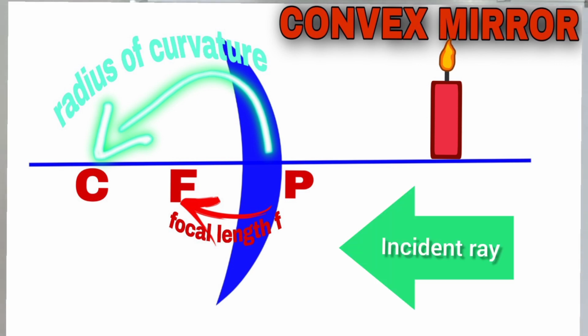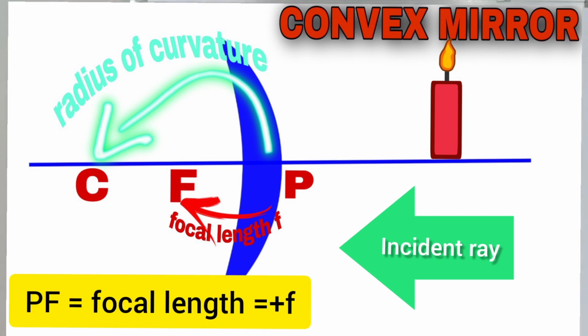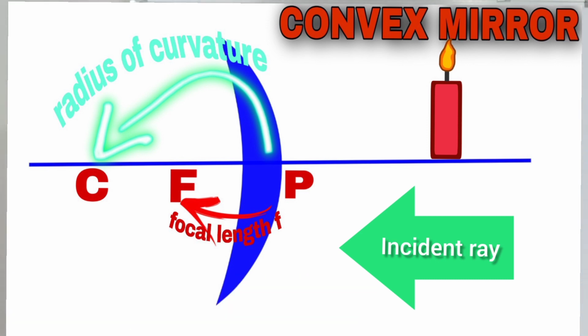Coming to the convex surface, the distance from pole to focus, that is called the focal length, will be in the same direction as the incident ray. So you should take it as positive. In a similar way, the radius of curvature also you should take as positive.